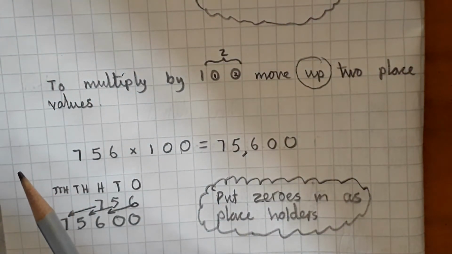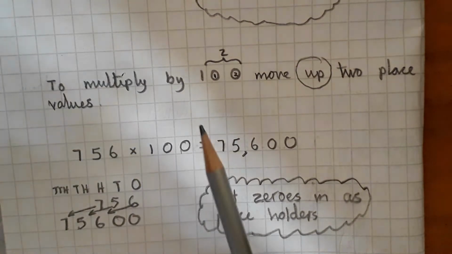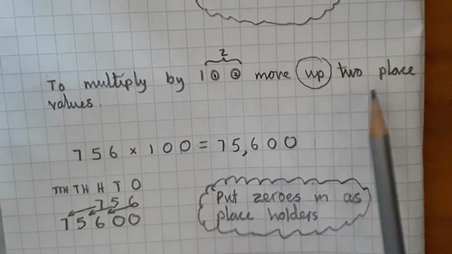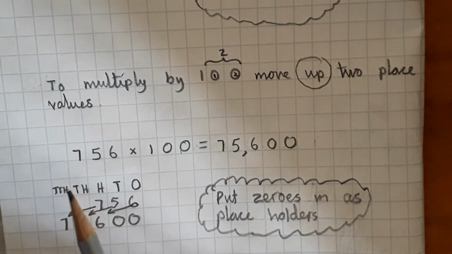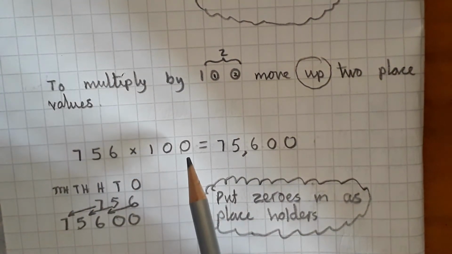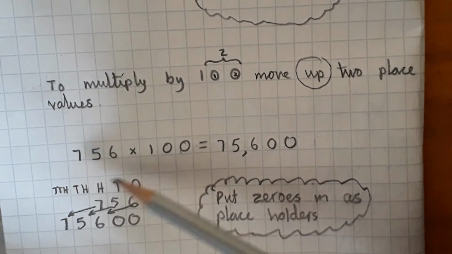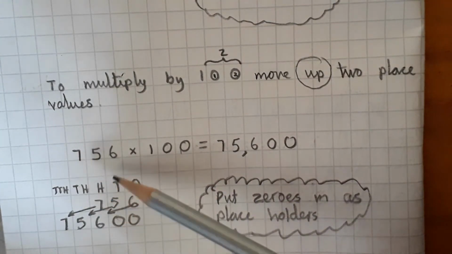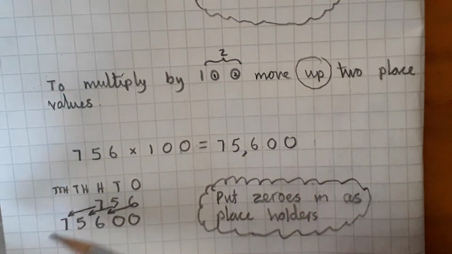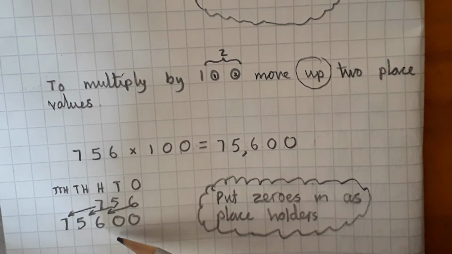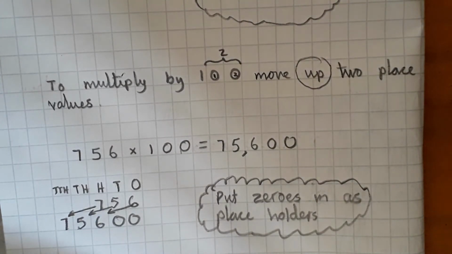And then we've done another example, which is to multiply by 100, you move up 2 place values. That would be 756 multiplied by 100. We've set out 756 in place value columns, hundreds, tens and ones, and we've got to move each digit up 2 place values. Again the digits stay in the same order, but this time we're going to need to put 2 zeros in as place value holders.